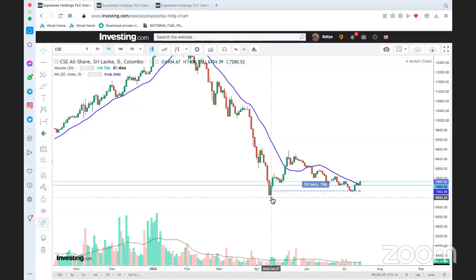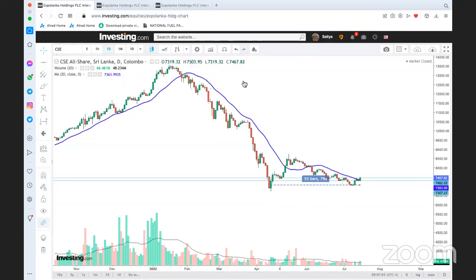So the lower low is 6724. It didn't come down below that lower low, right? So that is very important. For 50 days, it has happened. After the fall, you can see it has never stayed anything beyond.